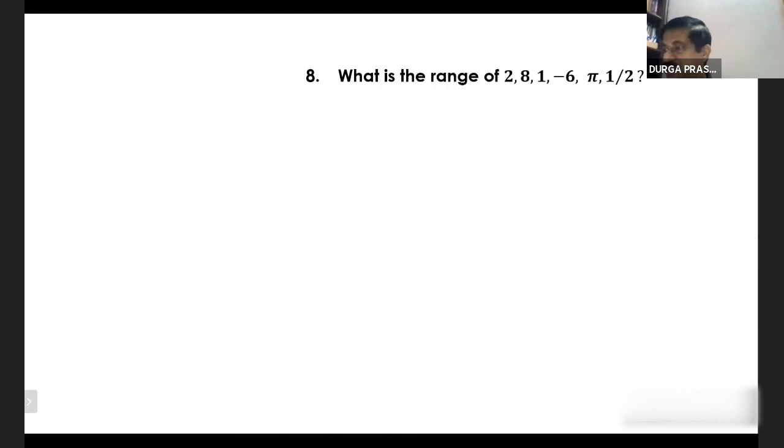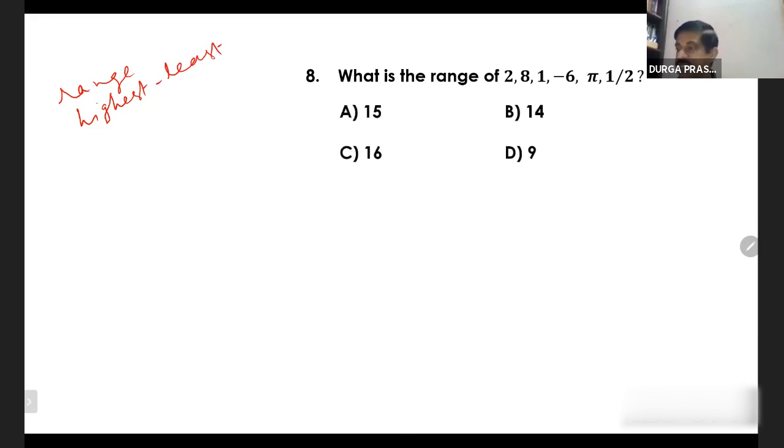So what is the range of this? What is range? Range is highest minus least. That is the range. So look at this. He has given A, B, C, D options. If you arrange them in increasing order, it will be -6. Then next comes half. Then next comes 1. Then next comes pi, which is 22 by 7, so that is 3 point something. So next is 2, sorry. Then next is pi. Then next is 8.